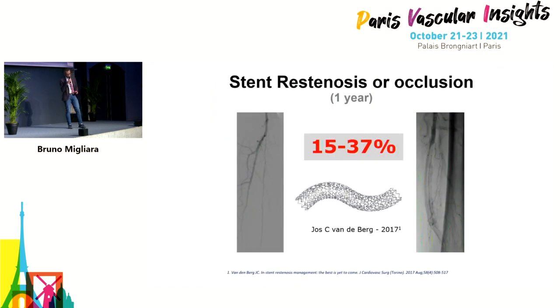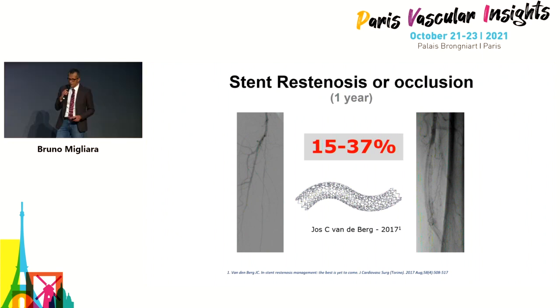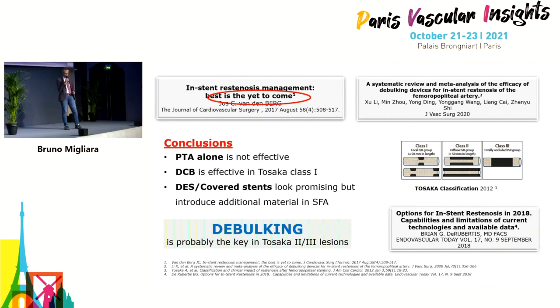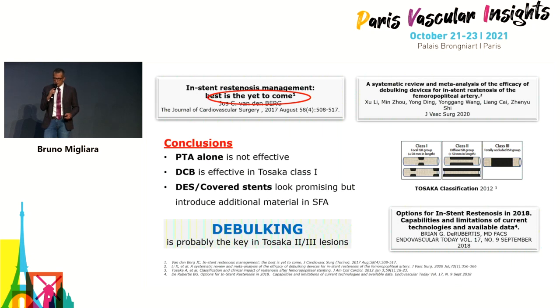restenosis or occlusion. Of course, we know well that the use of stent improves the result of PTA alone at the femoropopliteal level, but the use of stent in this area is related with a high percentage of restenosis and occlusion. This meta-analysis shows that probably the best treatment for this type of lesion is yet to come. We know well that PTA alone is not effective. The use of drug-eluting balloon alone is effective, but only in a really short restenosis, then in Tosaka 1 lesion.